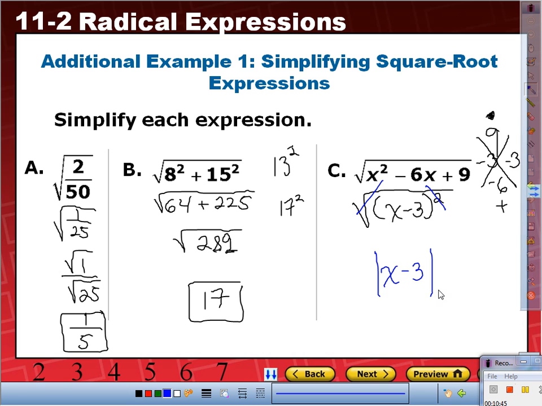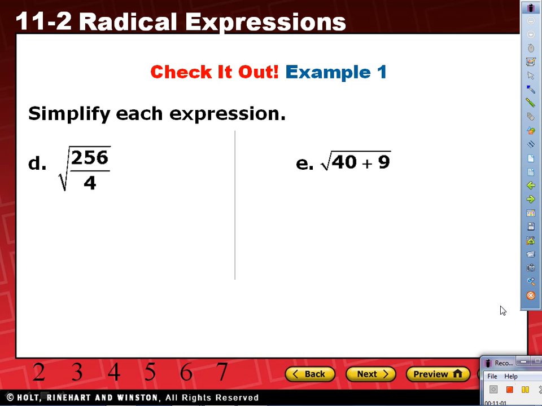Okay, let's do a couple more. Copy these down, please. Example 1D and E. Example 1D is square root of 256 over 4, and example E is square root of 40 plus 9. Do those two by yourself. Follow your process. Remember, simplify, then factor completely if possible, and then simplify again. Go.